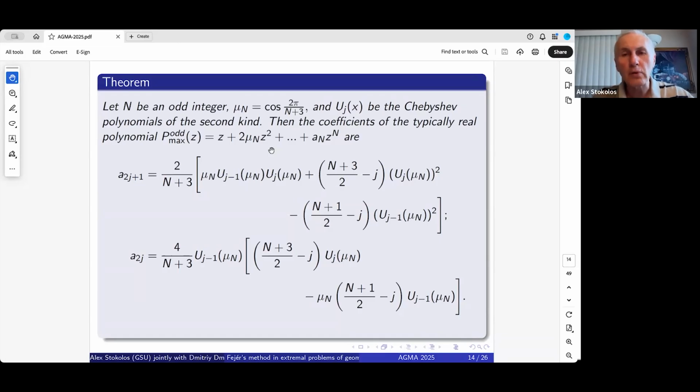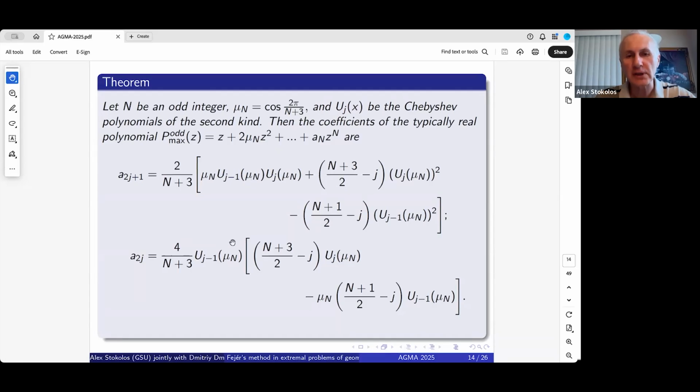So people who are working in this area prefer to work with typically real polynomials, which implies that this estimate is valid for univalent polynomials with real coefficients. And very often, surprisingly, the extremal polynomial turns out to be univalent with non-negative coefficients, which is a phenomenon that needs explanation.